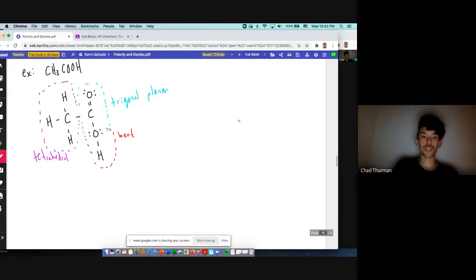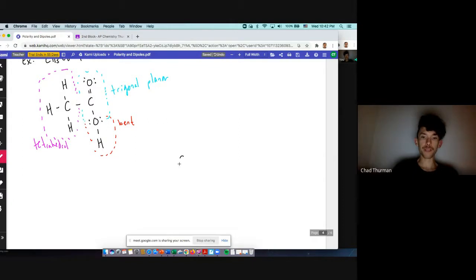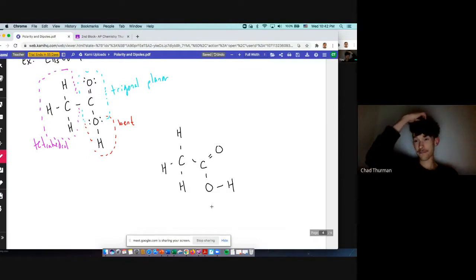So now I'm going to redraw it. This gets a bit tricky. You're not going to have to do this on the AP exam, probably. Okay, so there's my tetrahedral carbon. Do you guys see that? It's tetrahedral. And then we said this one is trigonal planar. And then we said the oxygen is bent. So it would kind of look like this. And I hope that makes sense to everybody.